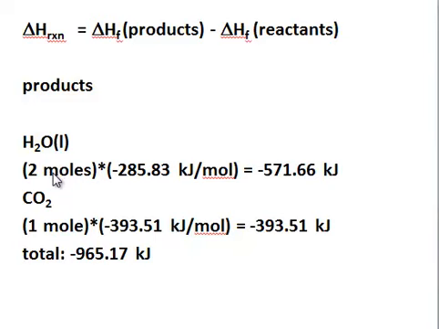In this case, I take 2 moles multiplied by kilojoules per mole. Units of moles cancel, and I'm left with a number in kilojoules. There's 1 CO2 among the products, so I take 1 mole and multiply that by the heat of formation of CO2 in kilojoules per mole. Moles cancel, and I'm left with a number in kilojoules.